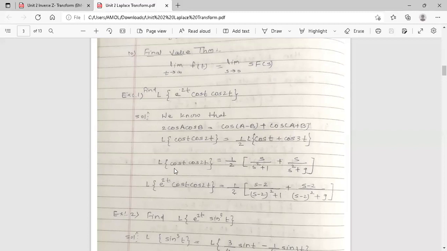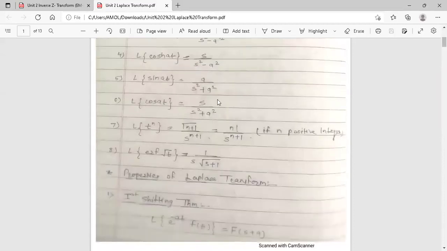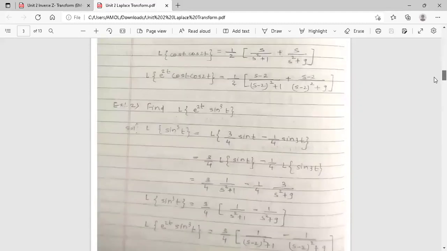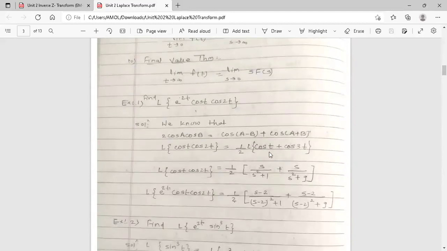So the Laplace transform of cos t into cos 2t is equal to 1 by 2. Now, what is the Laplace transform of cos t? It is s upon s square plus 1. Because the formula to find the Laplace transform of cos at is s upon s square plus a square, where a is the coefficient of the angle in the cos function. So we are using the same formula here. The coefficient of the cos function is 1. It is s upon s square plus 1 square.